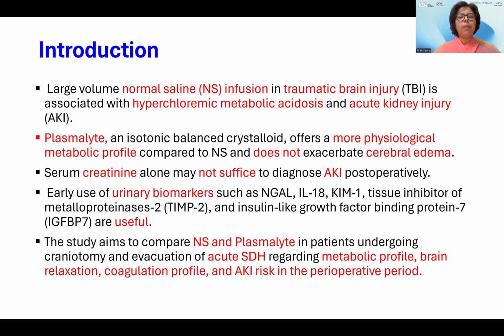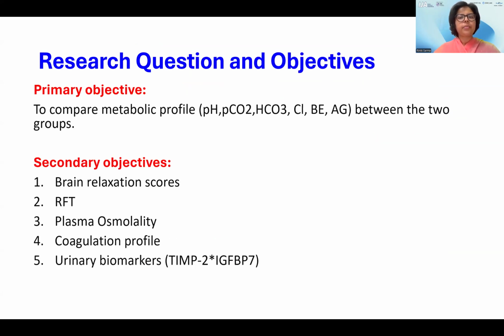So early use of biomarkers such as NGAL, interleukin-18, kidney injury molecule 1, tissue inhibitor of metalloproteinases 2, and insulin-like growth factor binding protein 7 are useful. This study aims to compare normal saline and Plasmalyte in patients undergoing craniotomy and evacuation of acute subdural hematoma in terms of metabolic profile, brain relaxation, coagulation profile, and risk of acute kidney injury in the perioperative period.